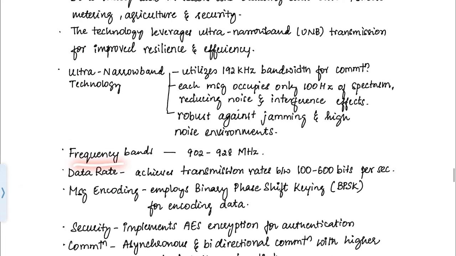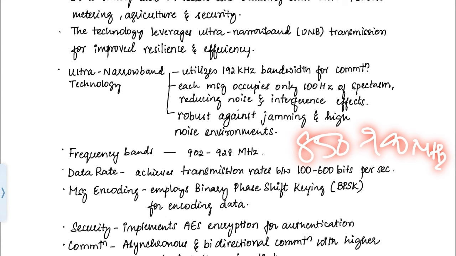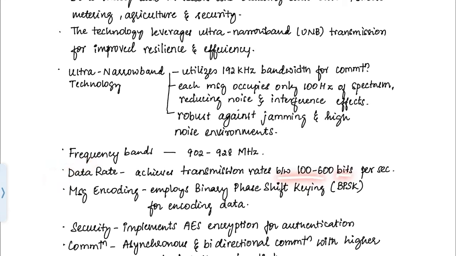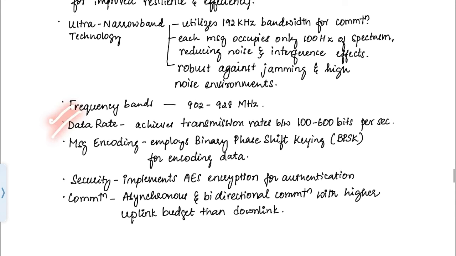Then speaking of the frequency bands, in Europe it is 850 to 900 megahertz, and in the rest of the world it is 902 to 928 megahertz. Speaking of the data rate, it achieves transmission rates between 100 to 600 bits per second. And speaking of the message encoding, it employs binary phase shift keying for encoding data. The data rate is very optimized for low throughput IoT applications, making it again beneficial.